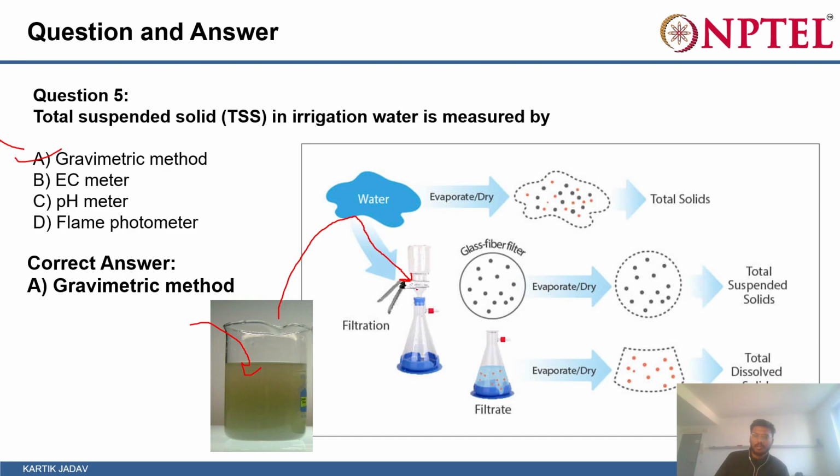Then you evaporate the water, either by putting it in the oven at a certain temperature based on the content and water content. Then you just use the weights to get the total suspended solids and dissolved solids.